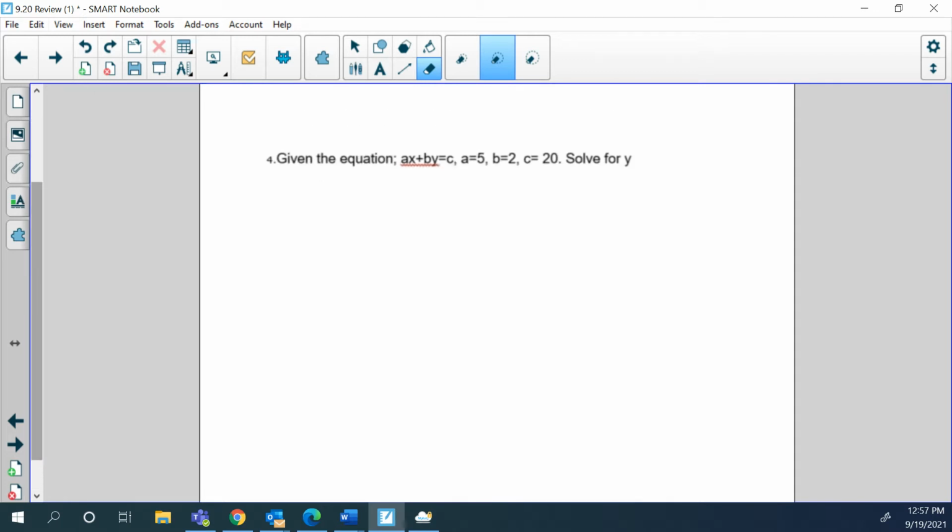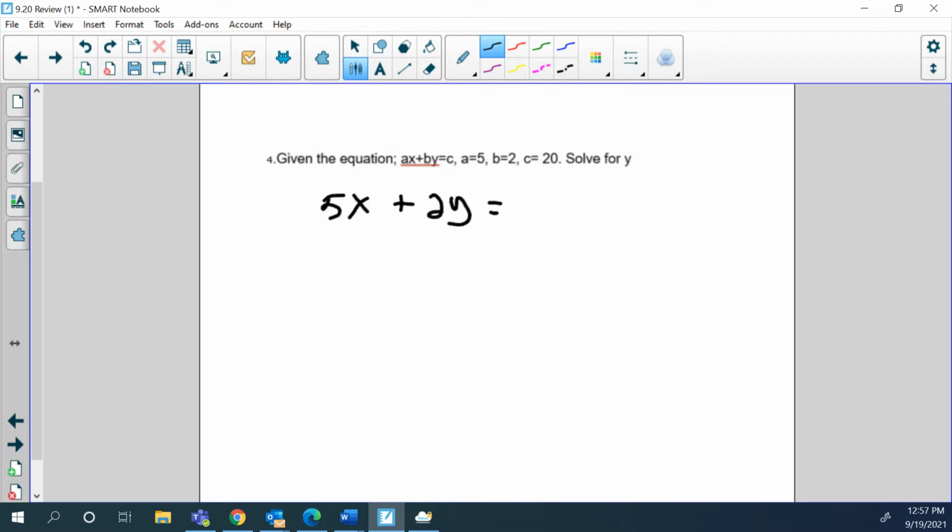Number 4. A is 5, so therefore I'm going to have 5x. B is 2, so I'm going to have 2y, and C is 20.